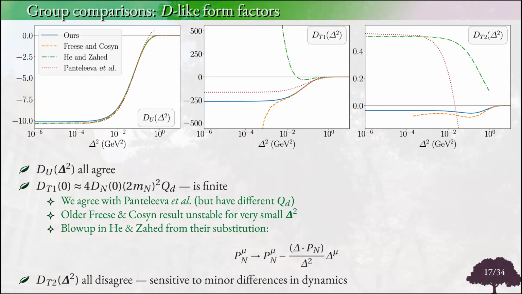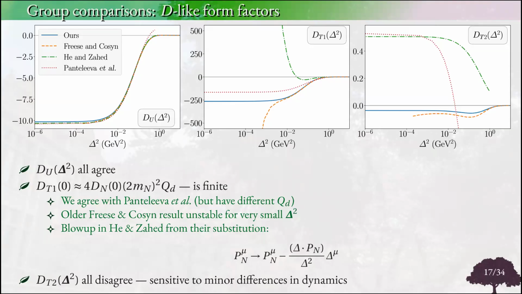As for He and Zahed, they perform a substitution in their nucleon momentum of this form so that after the substitution, this is now orthogonal to the momentum transfer. They do this in order to force local momentum conservation to be observed, even in the impulse approximation. But because of this over delta squared, their D_T1 blows up. That's the reason for that discrepancy.